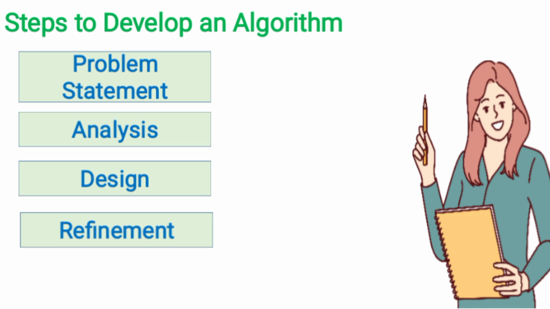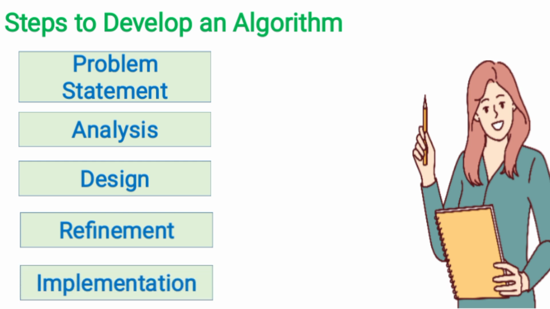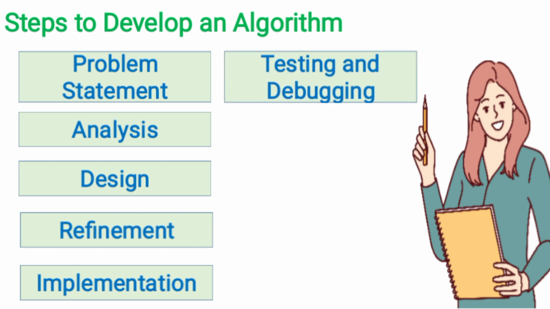Then refinement. Refine the plan, adding more detail and addressing any potential issues or edge cases. Then implementation. Write the algorithm in a programming language like Python using the refined plan as a guide. Then testing and debugging. Here, test the algorithm with different inputs to ensure it produces the correct output. Debug and fix any issues that arise.